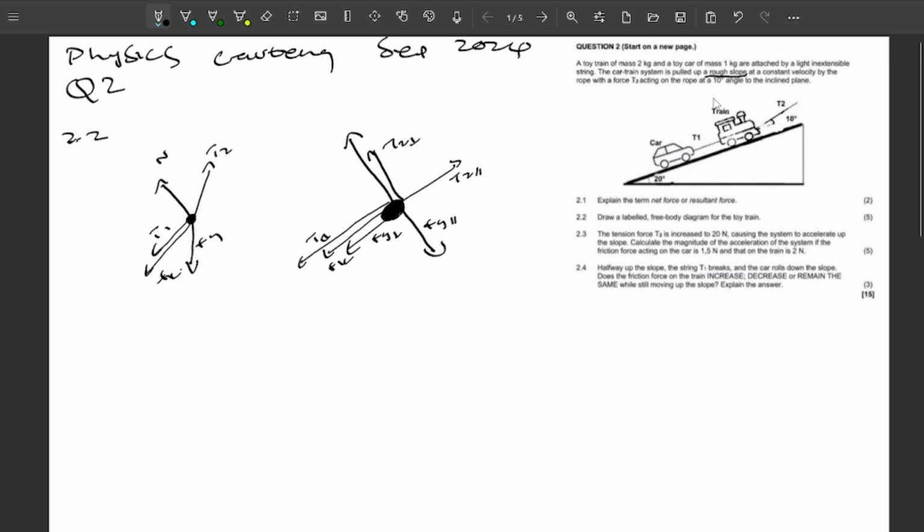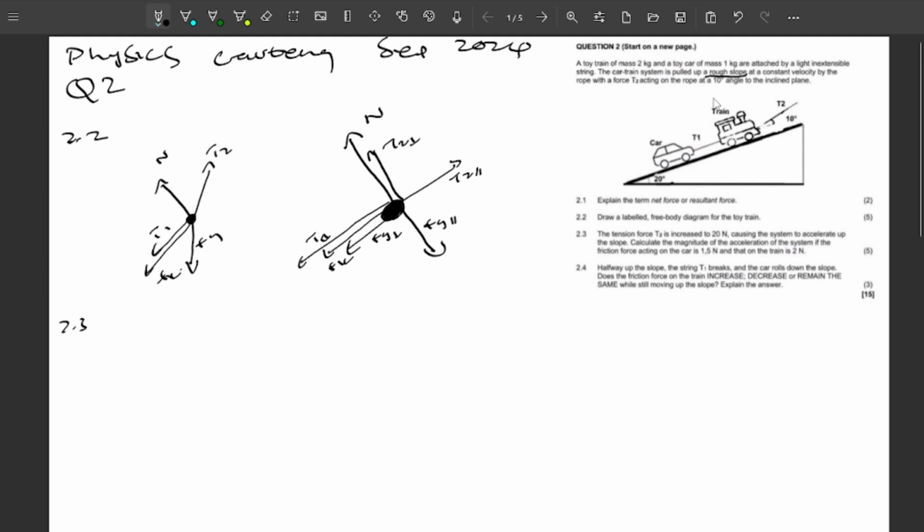Since they say it's 5 marks, they're just going to give you the mark for the normal force, the T2 perpendicular and parallel. The two components are worth 1 mark. Please don't confuse that one. It's just going to be 1 and 2 and 3 and 4 and 5. So now let's move to 2.3.